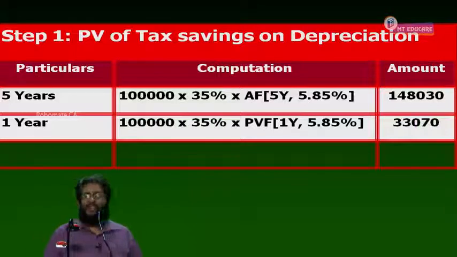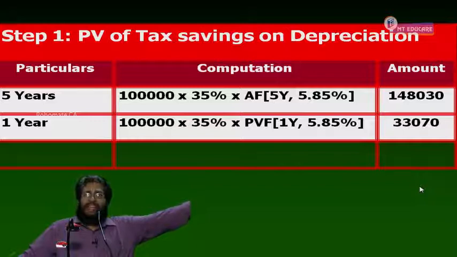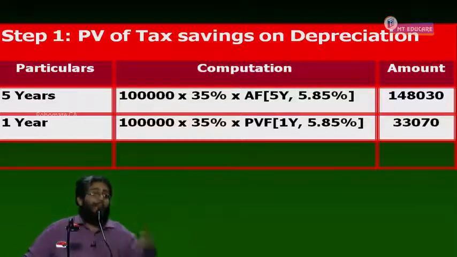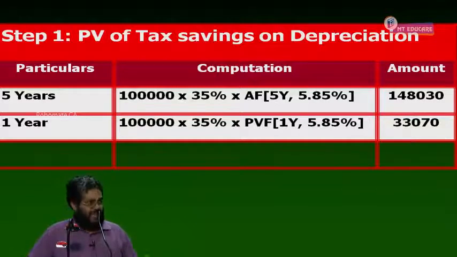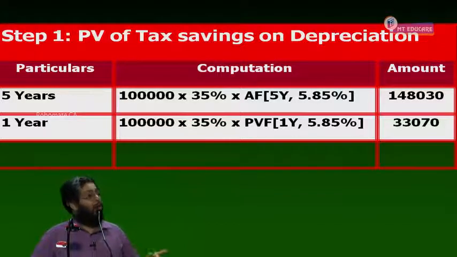Now, my question is, my tax savings can be 1,48,030 or 33,070. Can be both. So will I expect 1,48,000, or 33, or the average? Average. We don't expect extremes. Can I say 148 plus 33 divided by 2? No. It's not that simple, because both have different probabilities. So it is going to be a weighted average.